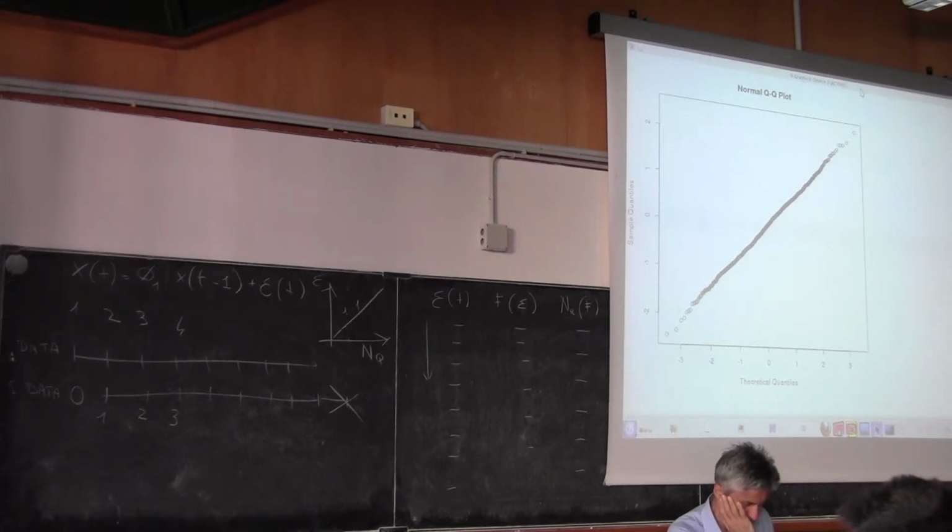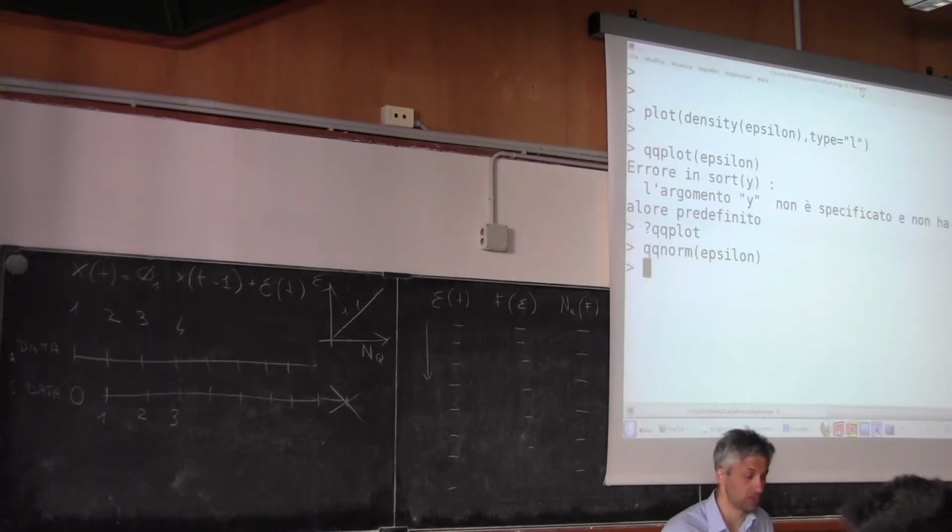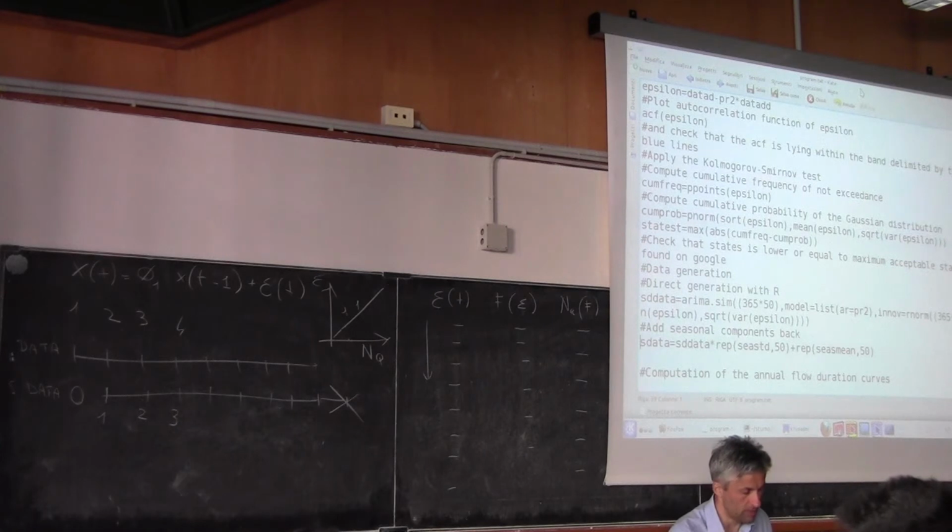Okay, fine. So the residuals are Gaussian, and therefore I am happy because the residuals are without correlation. They are Gaussian, so that's fine. I can move to generation of synthetic data. By the way, if you want a quantitative test, then there is the Kolmogorov-Smirnov, which we don't perform here.